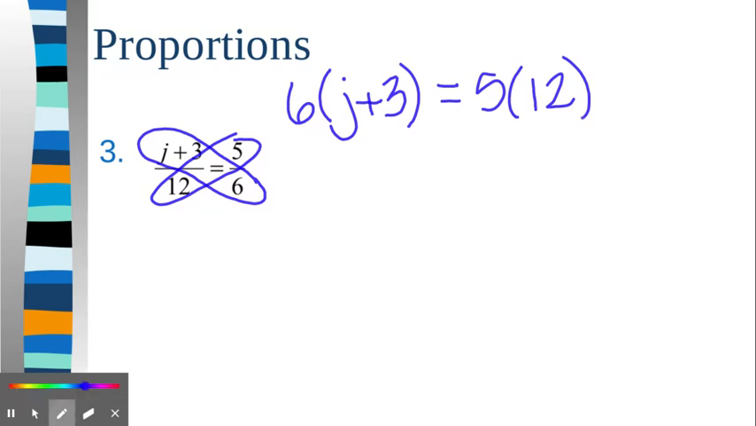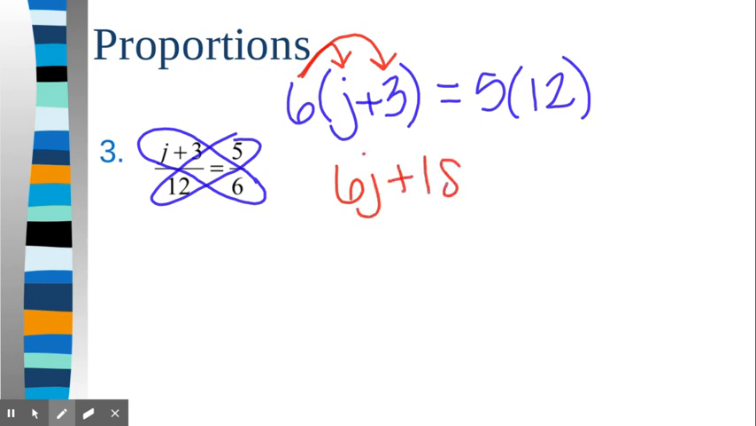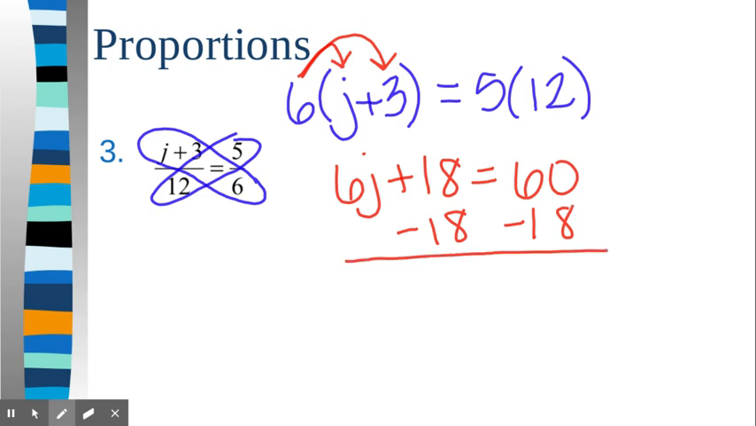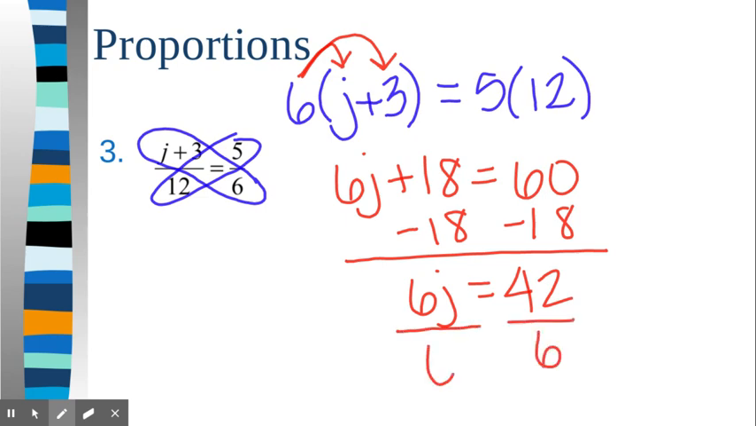And now what I hope we see is that we should be distributing. So that 6 is going to distribute into the parentheses. That'll give us 6j plus 18. And then on the other side, we get a 60. To get j by itself, we first need to subtract 18 from both sides. That leaves us with 6j equals 42. And then we'll divide each side by 6 to get j equals 7.